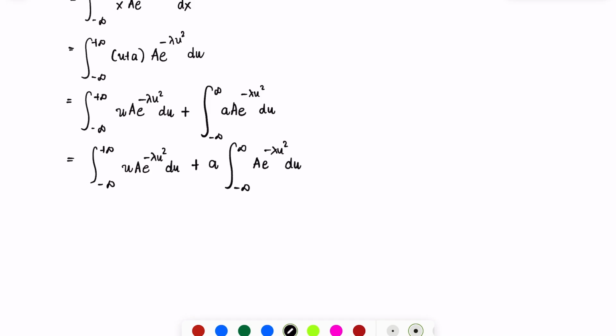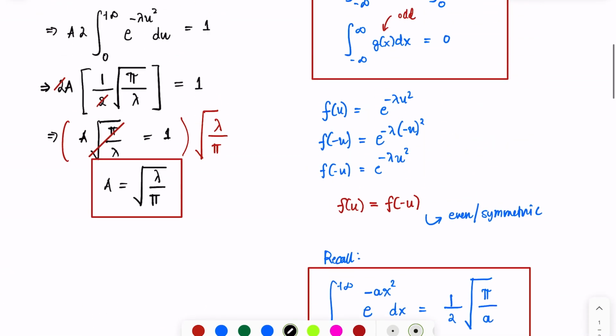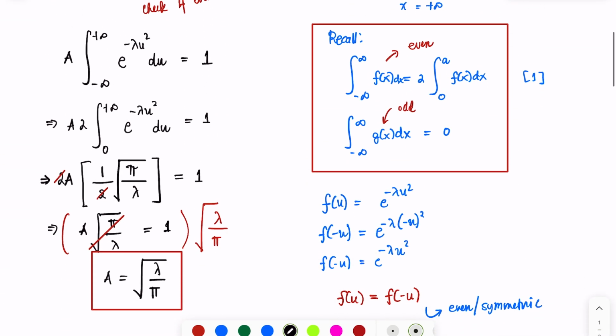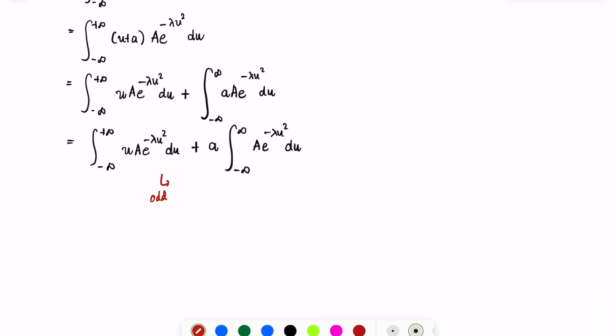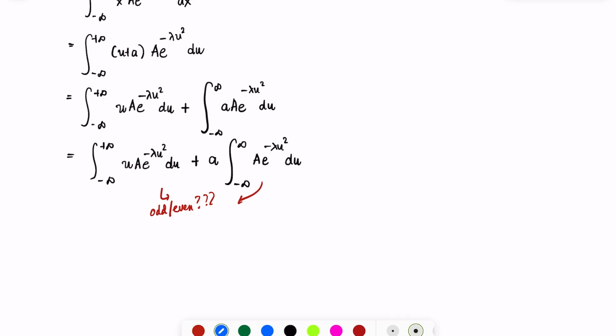Now what we're going to do next is check for symmetry, and we're going to use this trick to simplify this one. We evaluate whether it's an odd function or an even function. So I'm going to write here, odd or even. That's the question, and this one also. We'll do the first term first. I'm just going to write f of u as the entire thing.